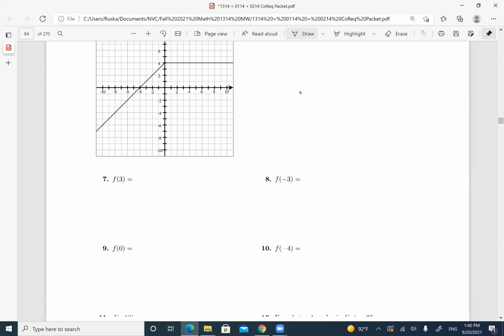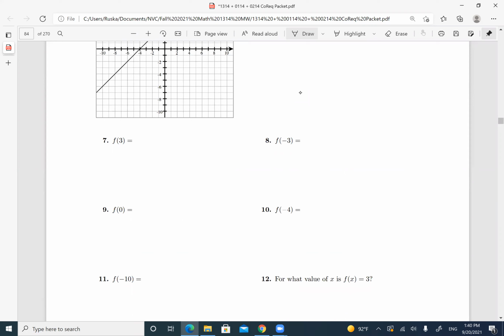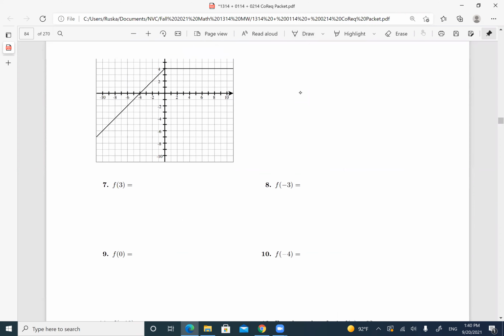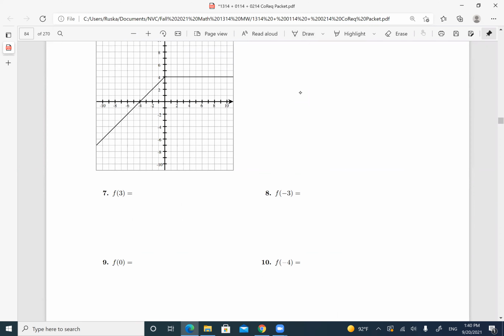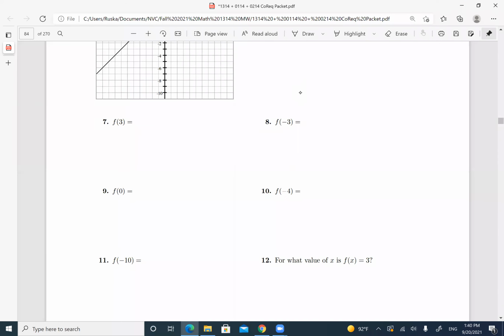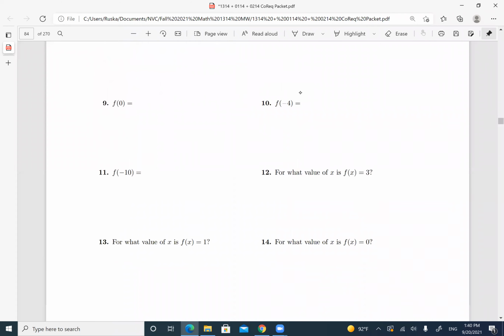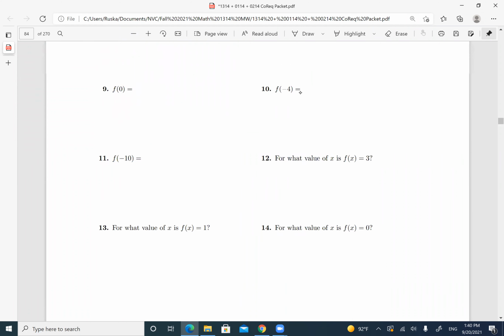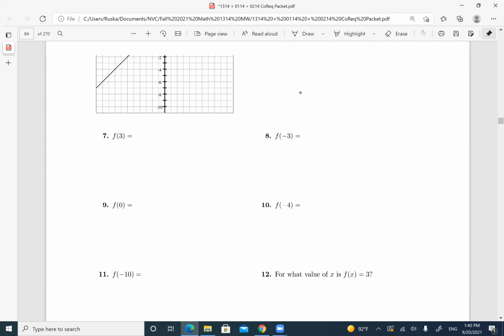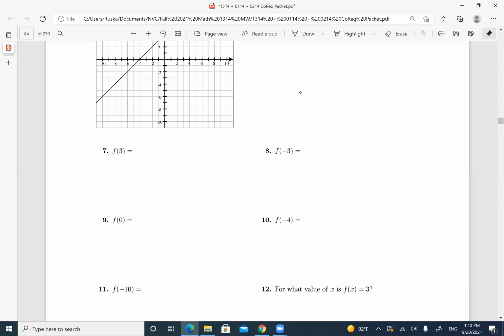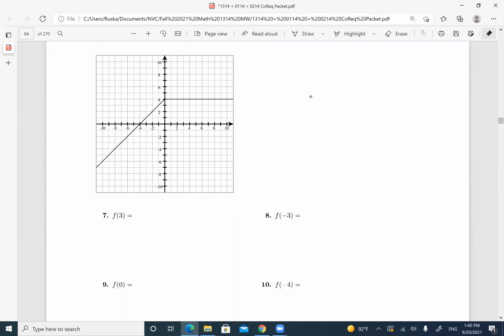If you have f of a number, the first 7 to 11, all these questions, you're just going to go to the x that is given, and you're going to go to the graph and find the y coordinate of that point. So pick one from 7 to 11. Which one? 7. Okay, let's do 7. For number 7, we have to find f of 3.